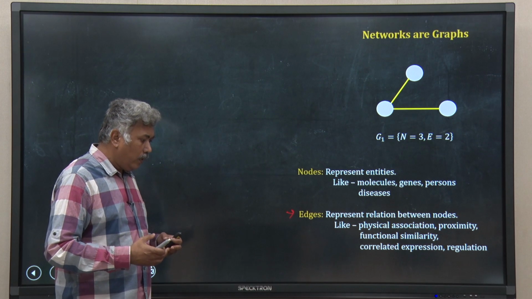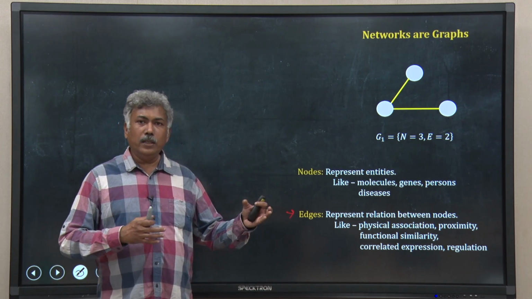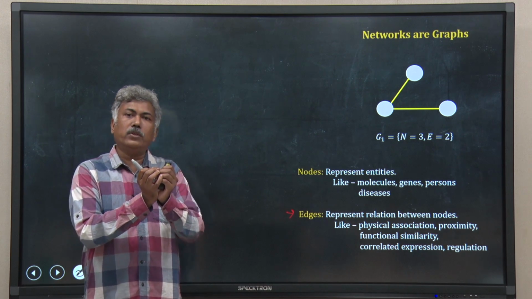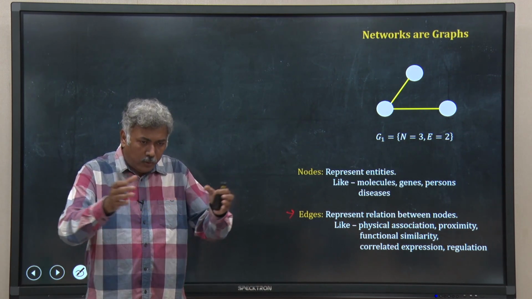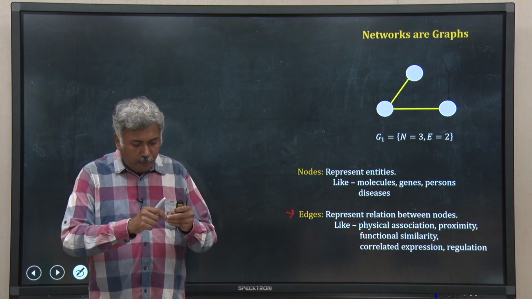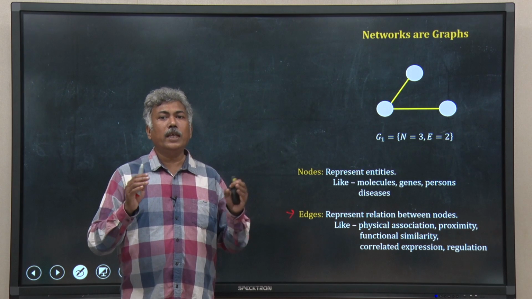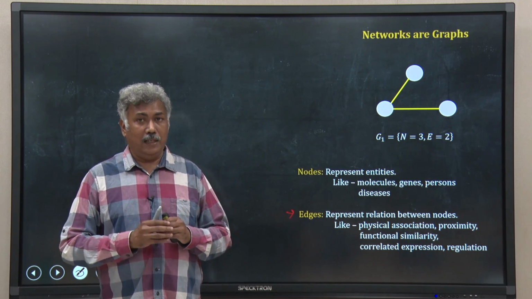Or suppose you are creating a protein-protein interaction network. You know 2 proteins interact physically, they bind to each other physically. So when you create a network or graph, each of these nodes will be a protein and you will put a link, an edge, between 2 proteins, a pair of proteins, if they interact physically.